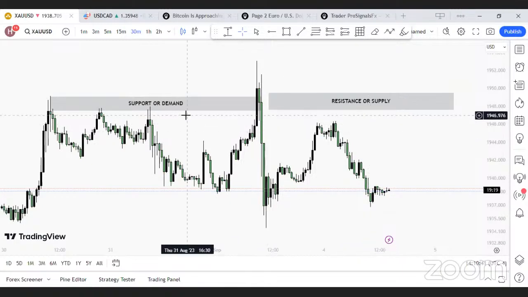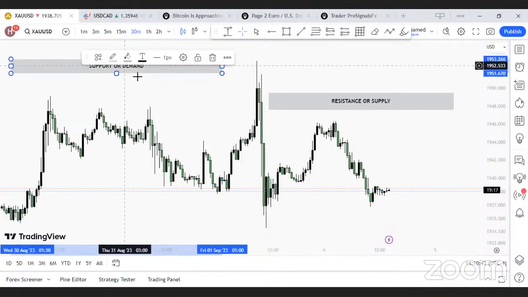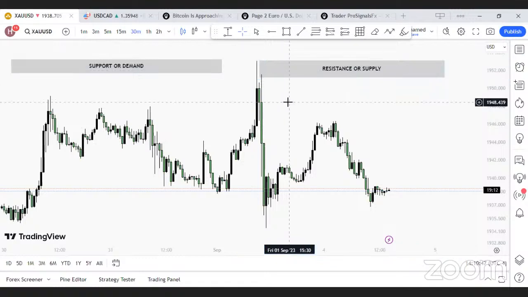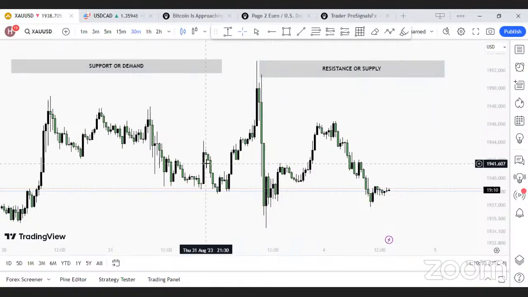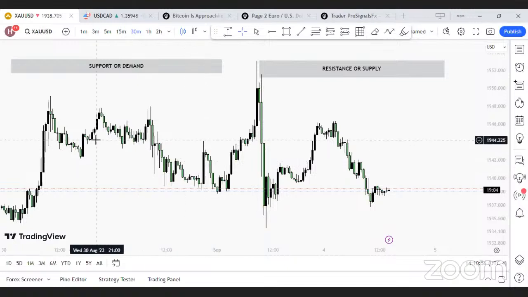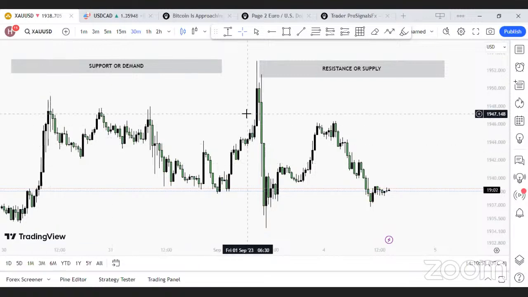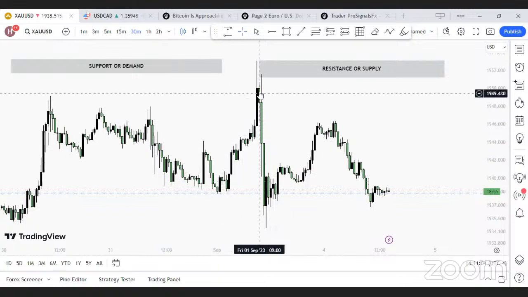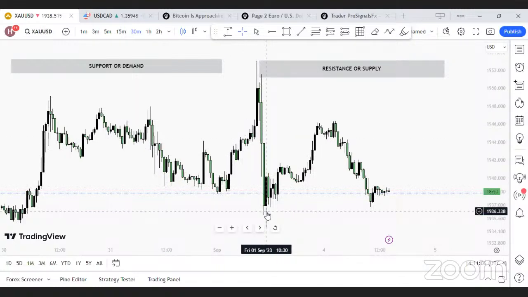Right now, how do you plot support and resistance, or supply and demand? Remember, I said we have two trends. We have the uptrend and then we have the downtrend. The uptrend is called the bullish, while the downtrend is called the bearish. This is bullish right now because the market is going up. This is bearish because the market is coming down.